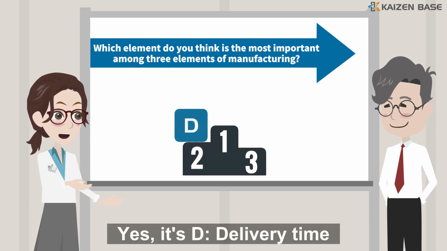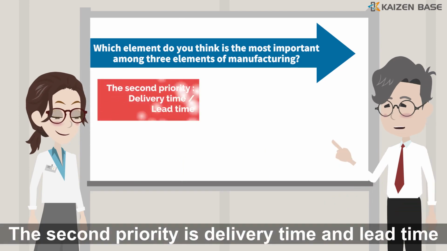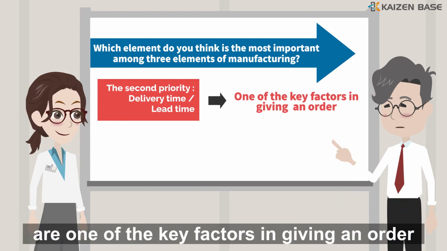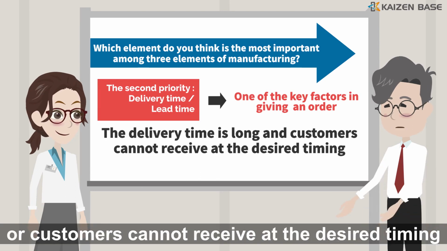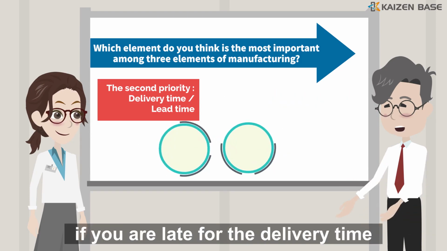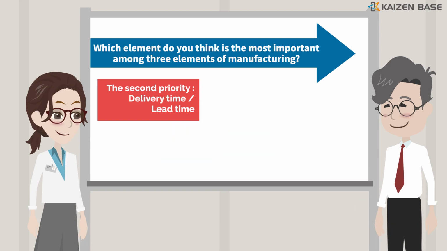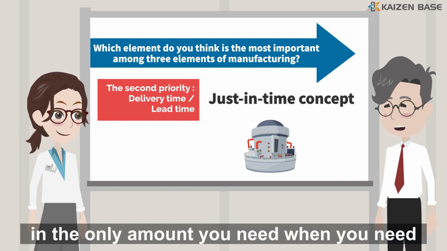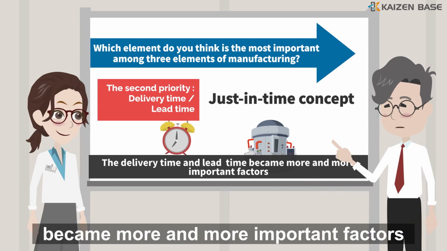Yes, it's D, delivery time. Correct. The second priority is delivery time and lead time. In modern times, delivery times and lead times are one of the key factors in giving an order. If the delivery time is long or customers cannot receive at the desired timing, you don't receive orders. As a matter of course, if you are late for the delivery time, you will lose the trust and you don't receive orders anymore. Due to the permeation of the just-in-time concept, which is to order what you need in the only amount you need when you need, the delivery time and lead time became more and more important factors.